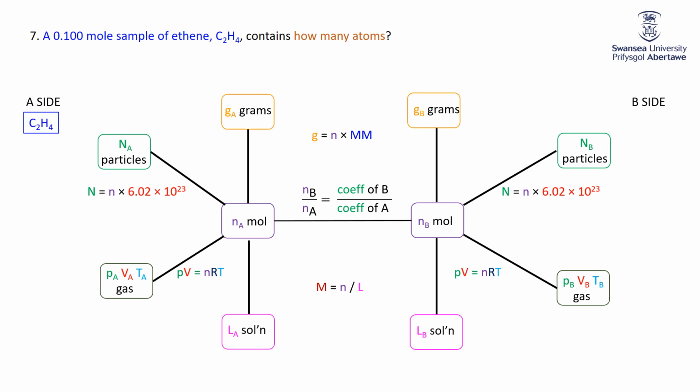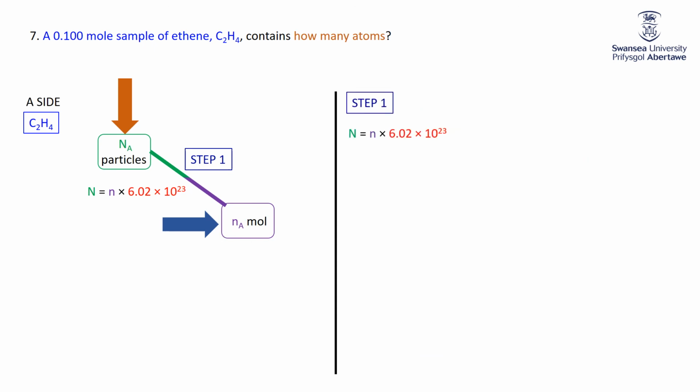Here's the roadmap. We're told about C2H4. We're given the number of moles, so this is our starting point. And we're asked atoms. Well, that's particulate, that's submicroscopic, so it's going to be something to do with this right here. So only one step as far as the roadmap is concerned. Pull out this particular part. We've got the moles. We go to particles using the relationship: particles is moles times 6.02 times 10 to the 23. We've got 0.1 moles, and so therefore we have 6.02 times 10 to the 22 molecules of C2H4, because that's what we were calculating.